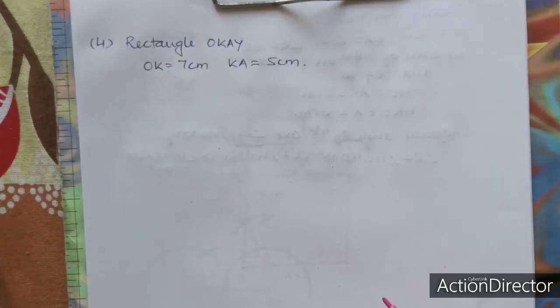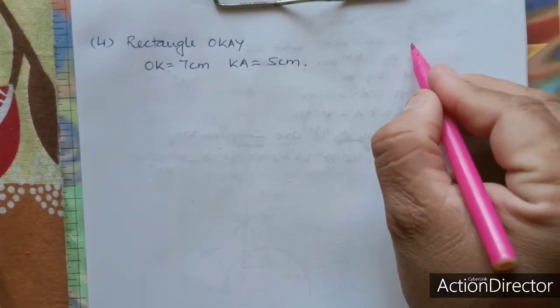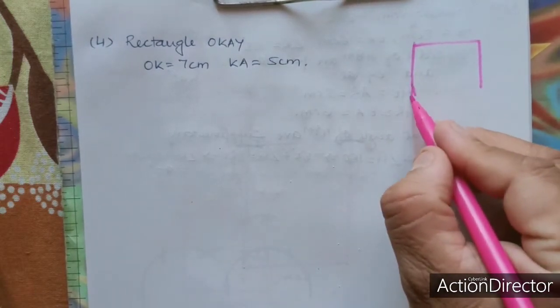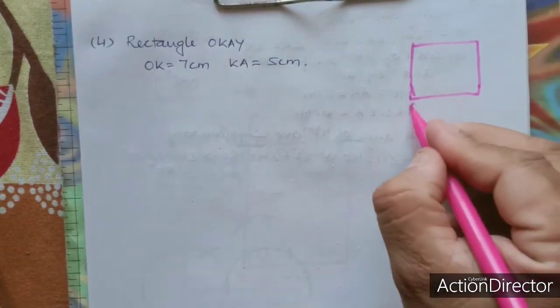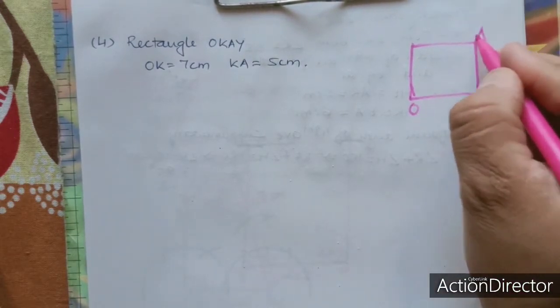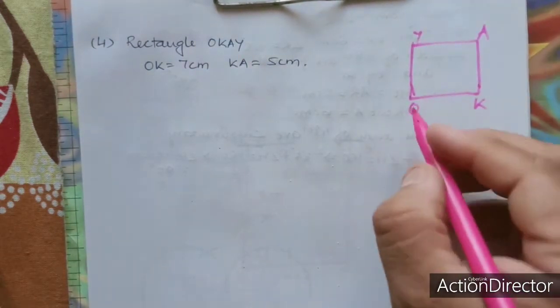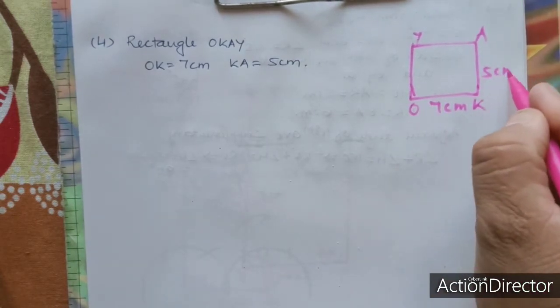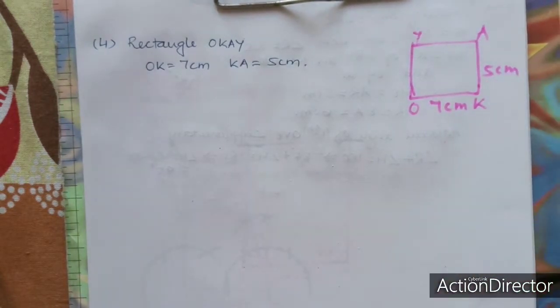Now we have to draw rectangle OAKY. So first of all I will draw a rough sketch of OAKY. This is rectangle OAKY. OK is equal to 7 centimeter. KA is equal to 5 centimeter. Now we use the properties of rectangle.